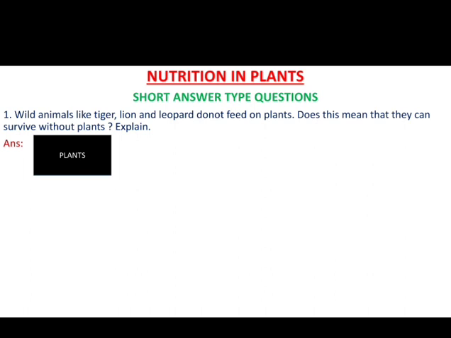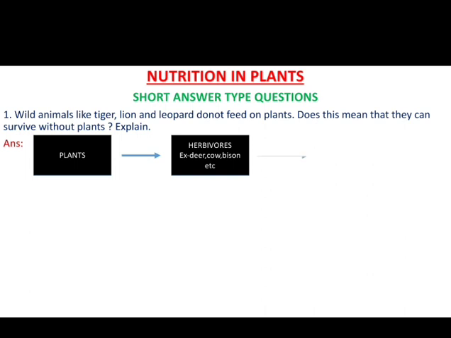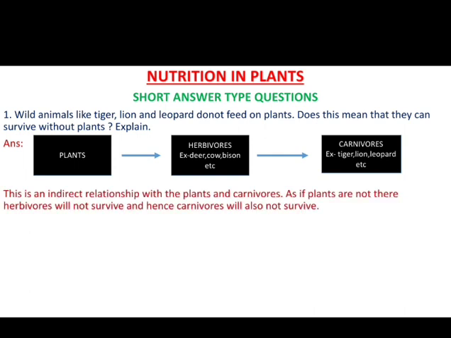Answer. Plants. Herbivores. Example, deer, cow, bison, etc. Carnivores. Example, tiger, lion, leopard, etc. This is an indirect relationship between the plants and carnivores, as if plants are not there, herbivores will not survive and hence carnivores will also not survive.